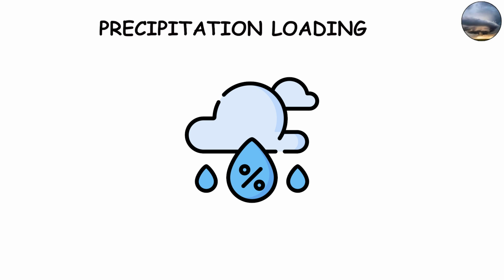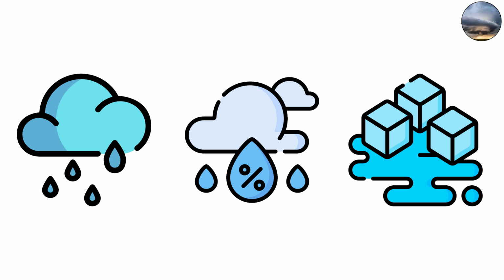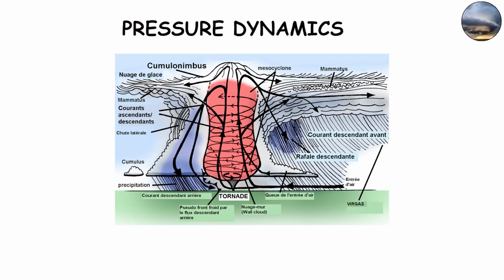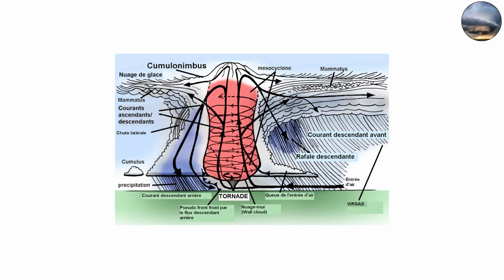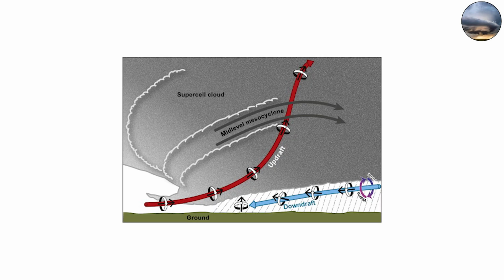Precipitation loading. The sheer weight of millions of gallons of rain and ice in a storm core drags air downward like a lead weight. Pressure dynamics. Rotation in the mesocyclone creates small but powerful pressure imbalances that accelerate air downward. All of this results in a sudden burst of air slamming toward the ground and then spreading outward. In many cases, this air curls cyclonically around the storm's updraft, wrapping like a spiral staircase.